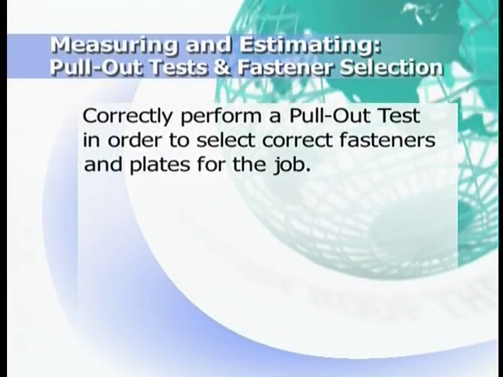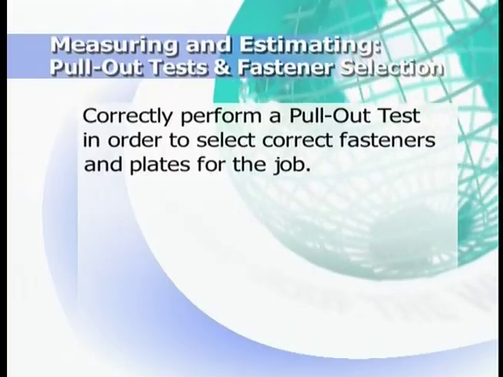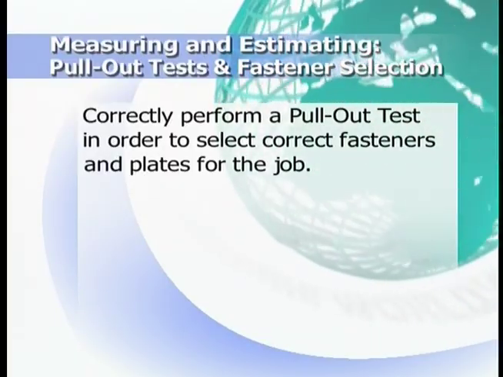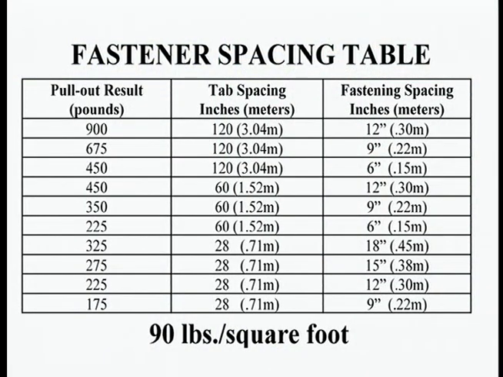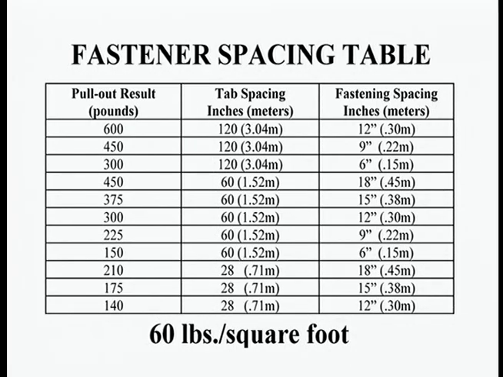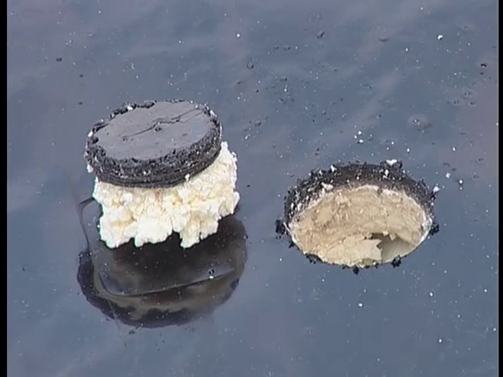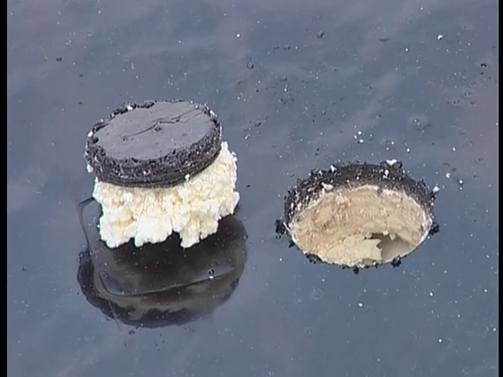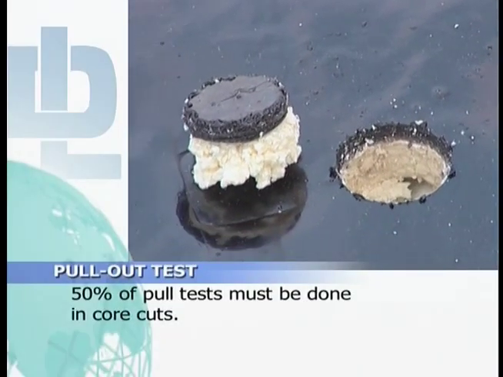This video clip covers why and how to perform pull-out tests and gives you the knowledge you'll need to select the correct fasteners for your job. For this topic, you should also refer to the Fastener Selection and Deck Combinations section of the Duro-Last Specification Manual. The fastener selection tables help you determine types and numbers of fasteners. The pull-out test is performed only after you have completed sufficient core cuts to correctly determine the roof's makeup and condition and have recorded this data.